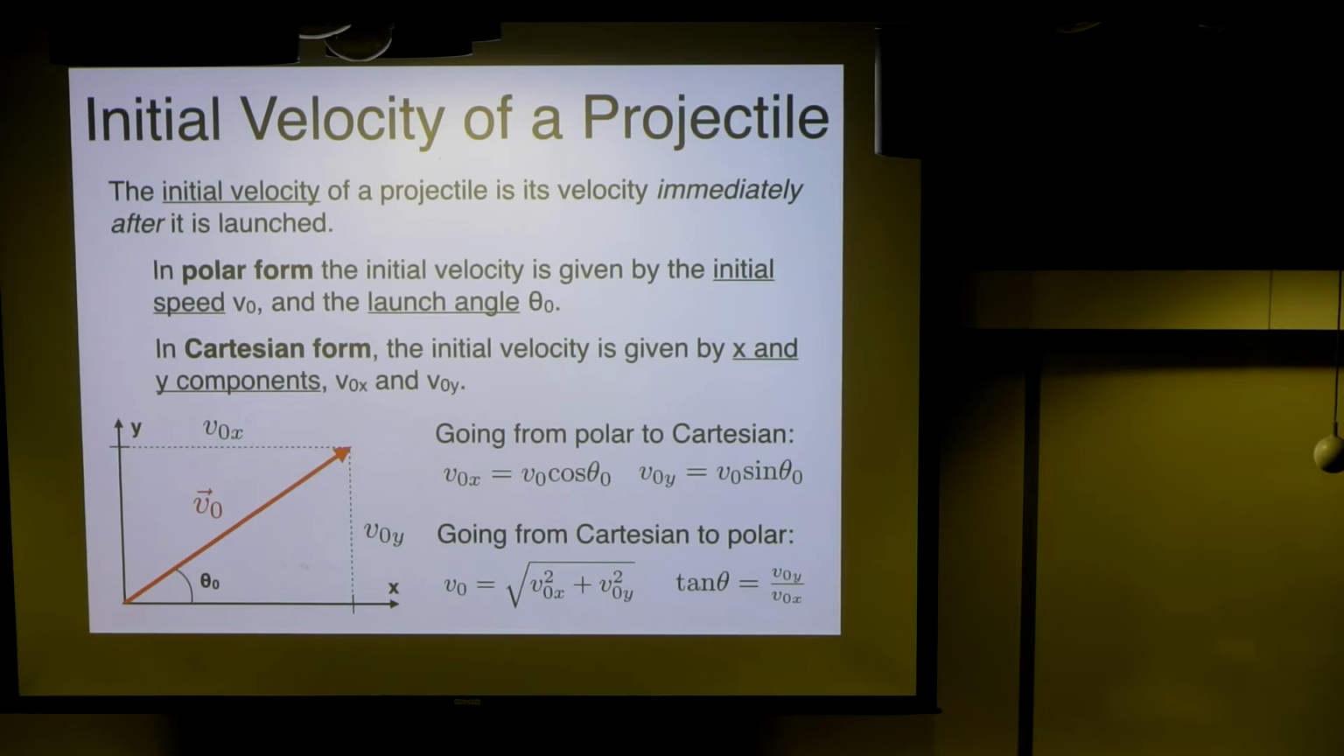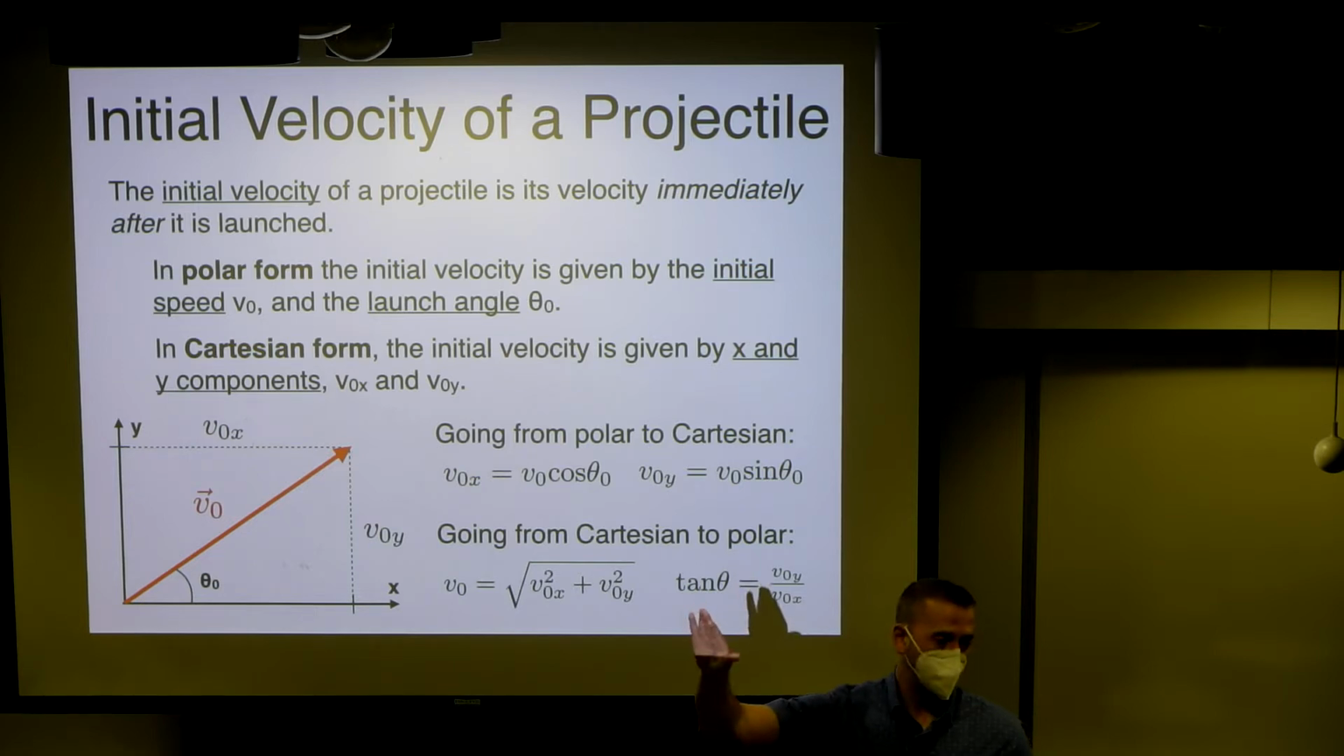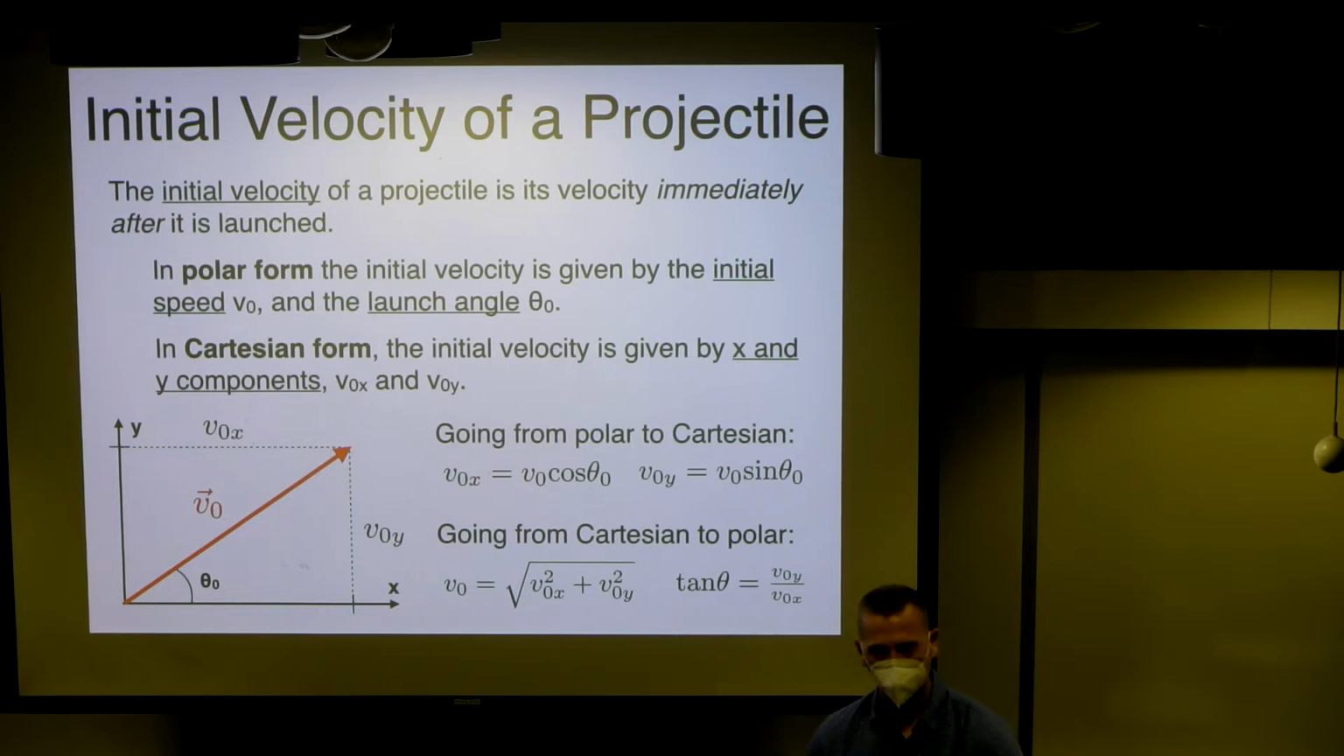Let's talk a little bit about the initial velocity because this is something that comes up a lot in problems. Most often, the way you're going to be given information about the initial velocity of a projectile is in polar form. So in other words, I could tell you that a projectile is launched at a certain speed and it's launched at a certain angle as well. If you watch baseball, this is something they commonly broadcast during the games, right?